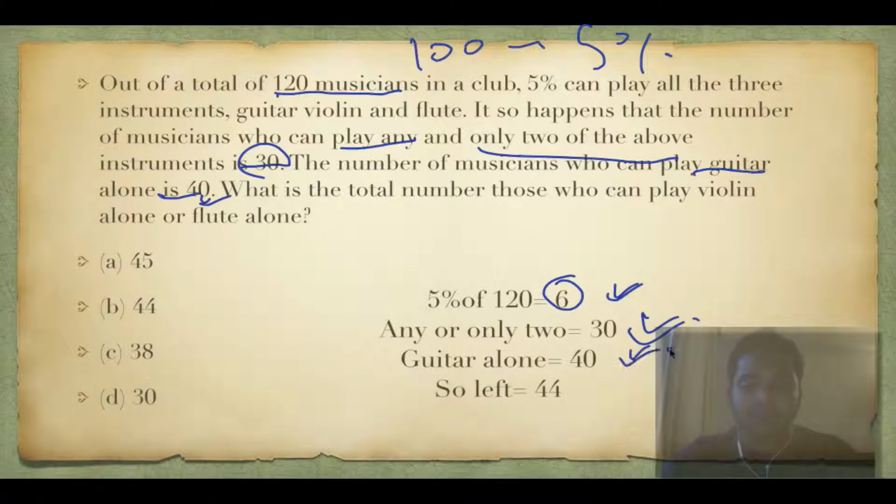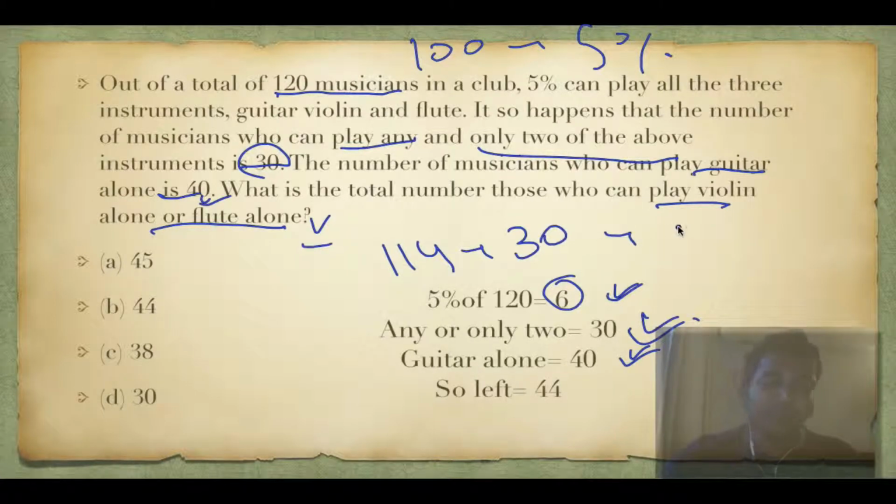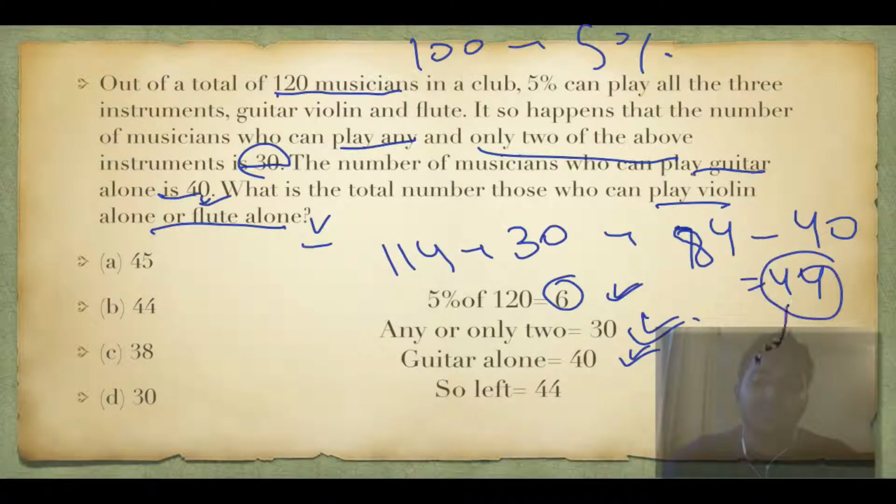Okay, 40. So what is the total number of those who can play violin alone or flute alone? So it includes both players who can play violin as well as flute. The answer is absolutely simple. 120 is the total number of musicians. 6 can play all. So 114 can play either one alone or two. If you remove 30, then only those players are left who can play only one thing. So the answer is 84, out of which if you remove guitar playing people, the answer becomes 44. So these 44 include flute alone and violin alone. So the answer is 44. These are the kind of stupid questions they ask.